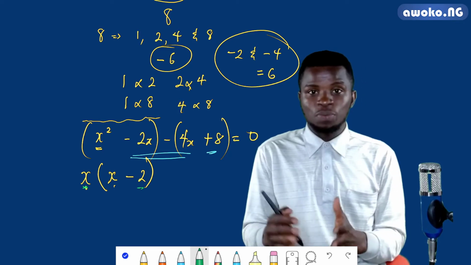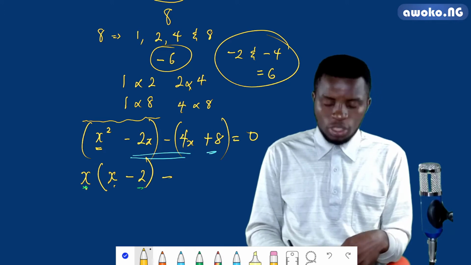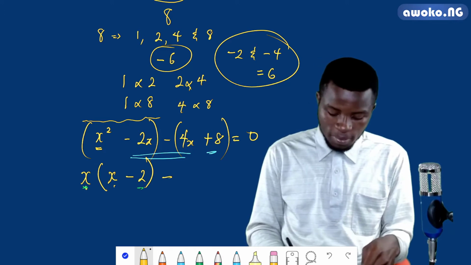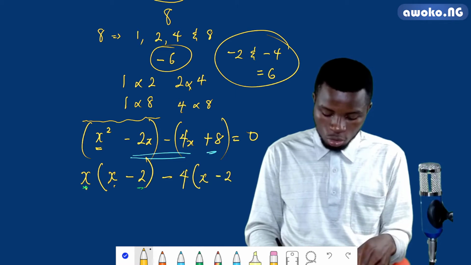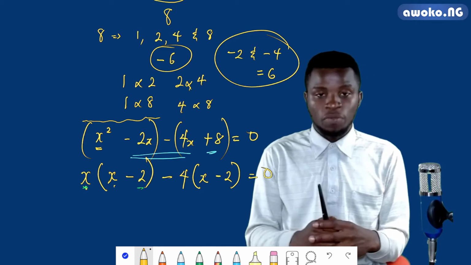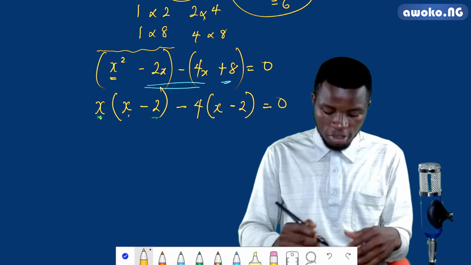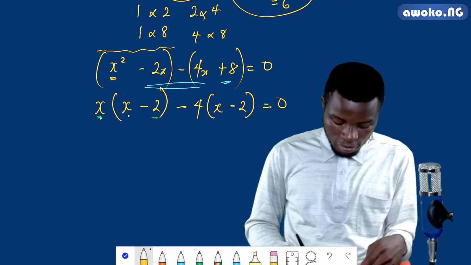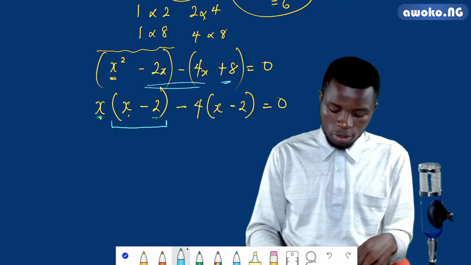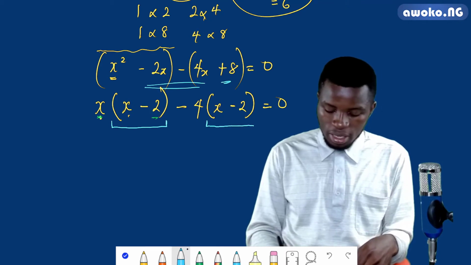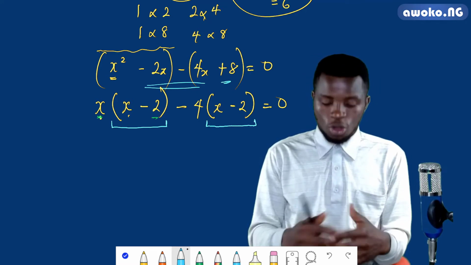I'll do the same to the second pair. What is common to minus 4x and 8? I have minus 4, then I'm left with x minus 2, which is equal to 0. I'll give you a very quick hint to confirm if you are correct. The value in the first bracket must be the same as the value in the second bracket. If they are not the same, then there's something wrong with your calculation.